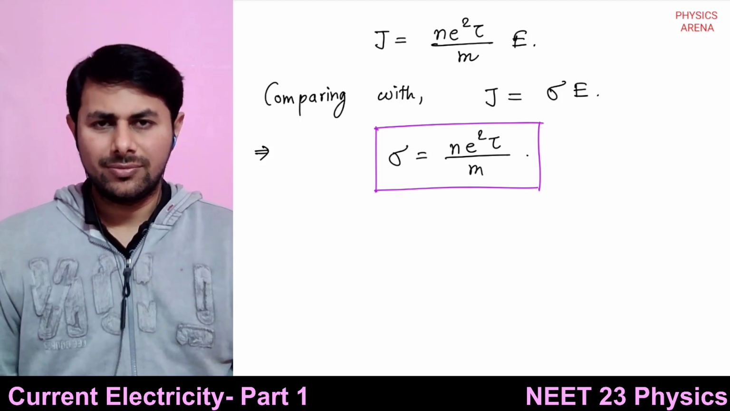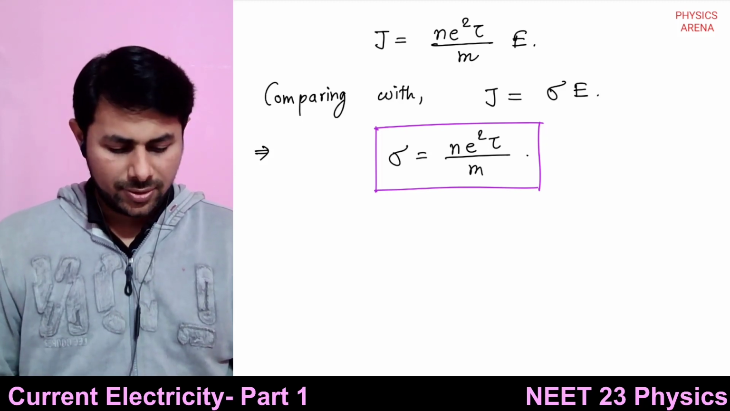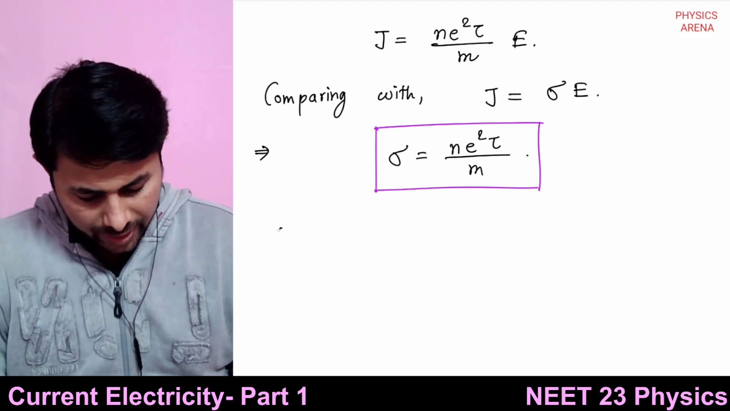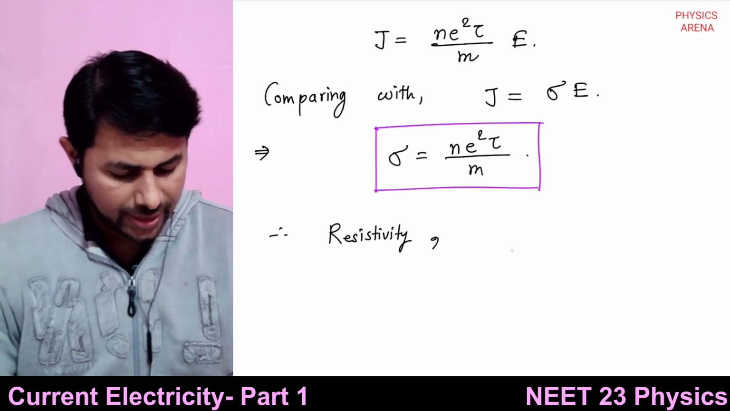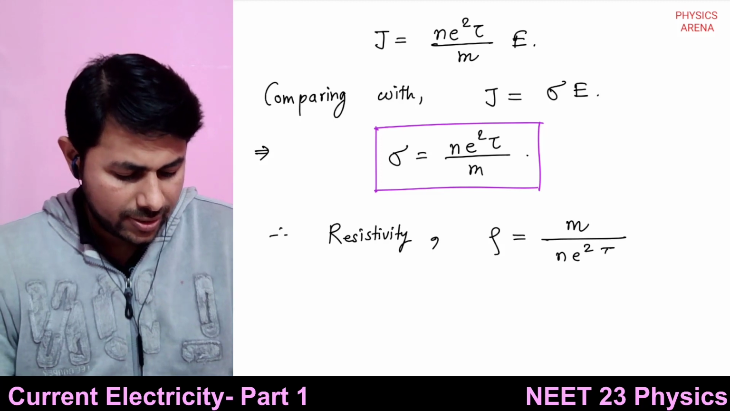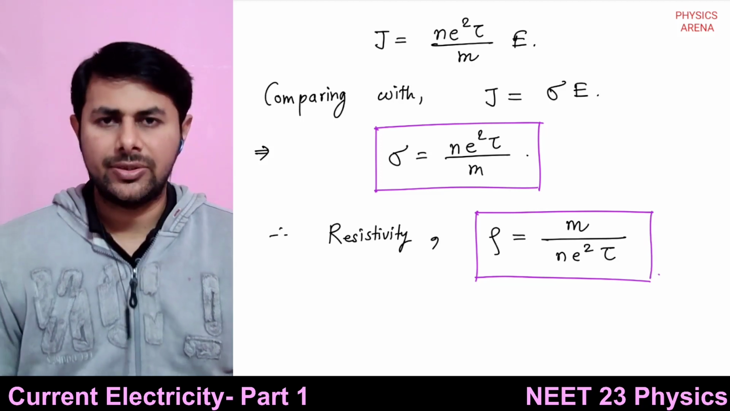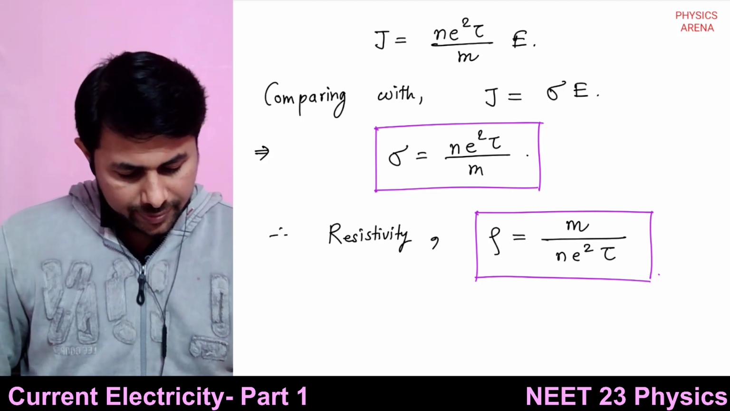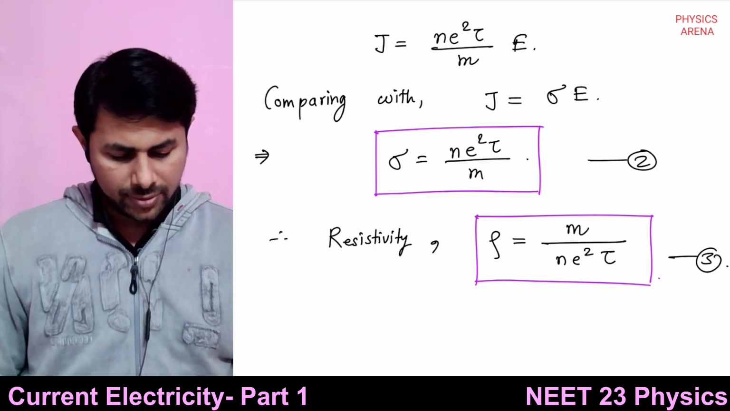Then what is resistivity or what is conductivity? It is reciprocal of resistivity, 1 upon rho. So what will be resistivity? It's reciprocal of conductivity, right? Therefore, I can say resistivity of a material rho is equal to m divided by n e square tau. This is the expression for the resistivity of a material. Okay. After that, so let's name them 1, 2, 3. Okay.